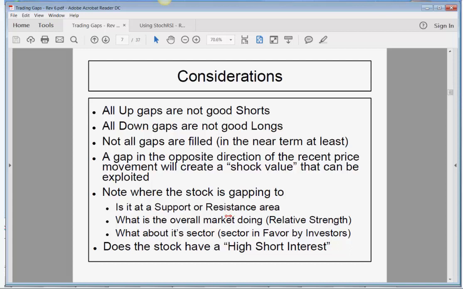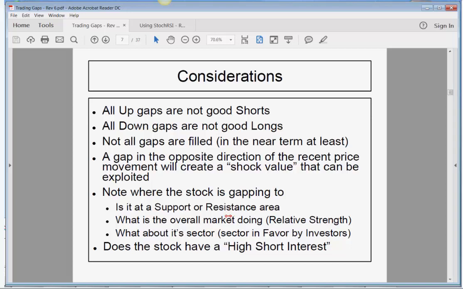All up gaps are not good shorts. There are so many people that say, "Oh, I fade every gap." Well, there are reasons to fade a gap. Short a stock that gaps up, especially if it gets up to resistance. It's been in a super bull run for the last 12 to 14 days, and it gaps another 12% that day, and it's not on any real news, and it's potentially going to pull back.